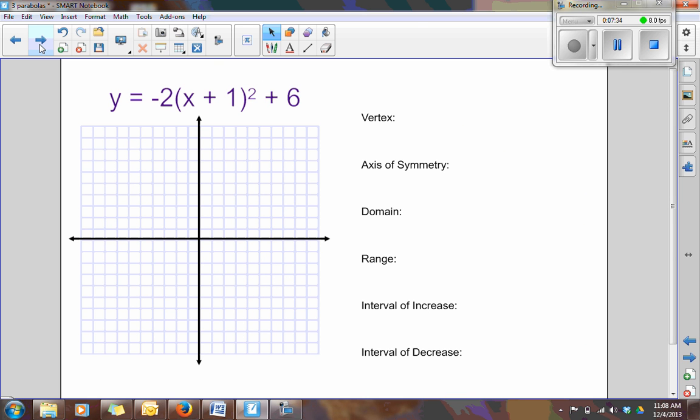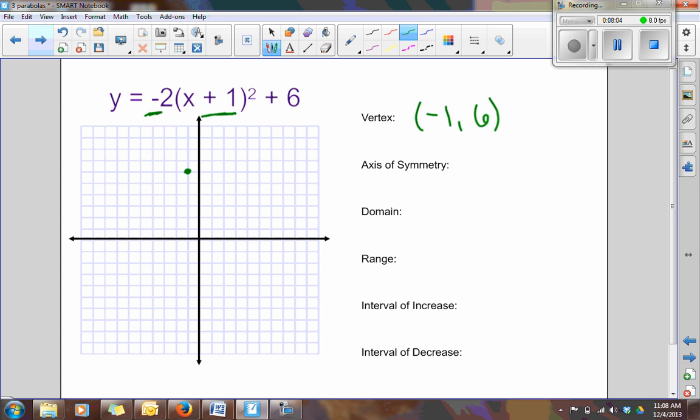Okay, and this one here, this +1 for h tells us our vertex moved 1 to the left, and +6 tells us it moved up 6. So 1, 2, 3, 4, 5, 6. Okay, so our vertex is now at -1, 6. A is negative, so we know our function is going to open downwards.